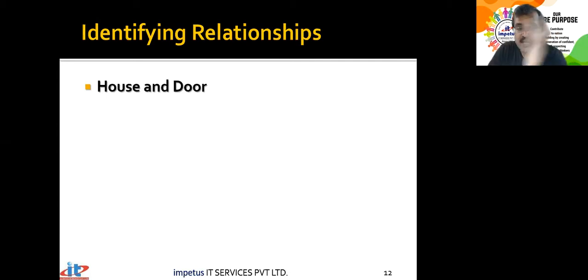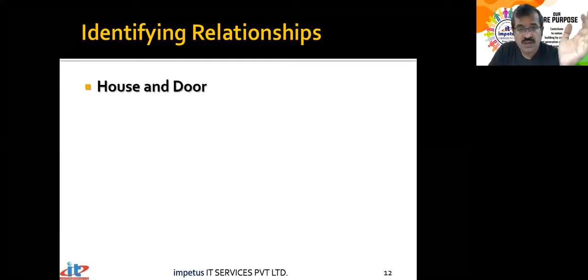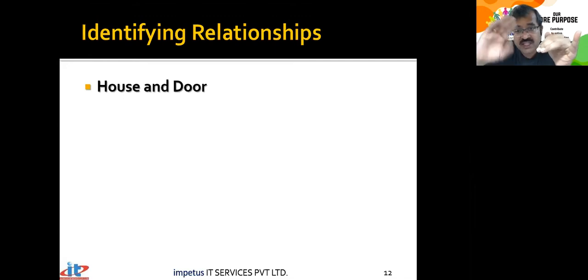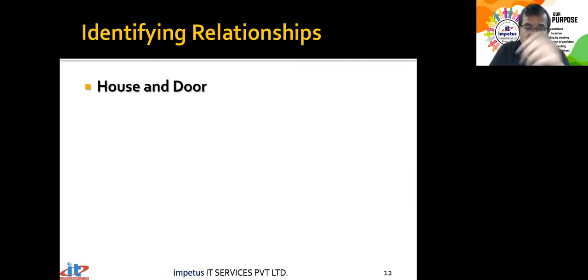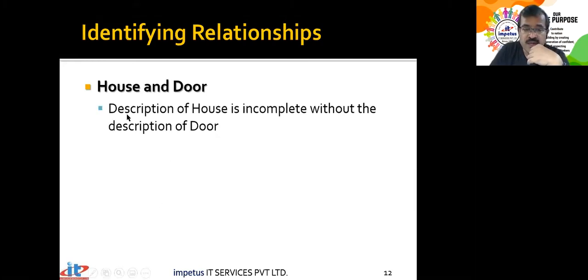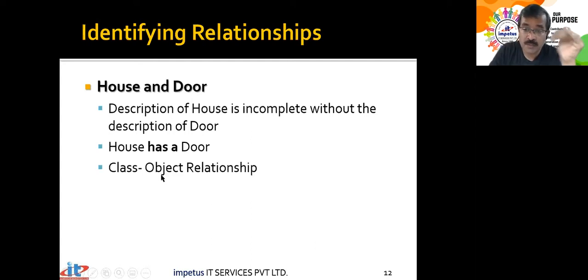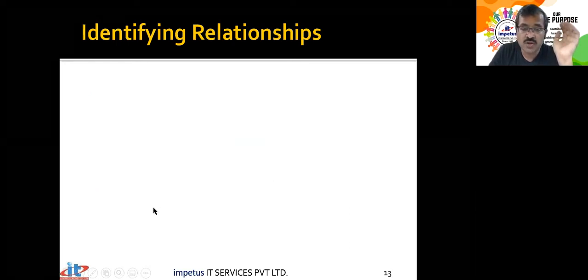So it's a class and an object. Class is house, and the object is an instance of some other class. Door obviously is a class, very true, but an instance of that class is used to describe house. While I'm describing that house, objects of class door are used to describe that particular house. So it is a class object relationship. Description of house is incomplete without description of door, so I cannot have a house without a door. House has a door, or doors are a part of the house. So it's a class object relationship. Whenever it's composition, it can never be class. It is always class object relationship, and it is composition.